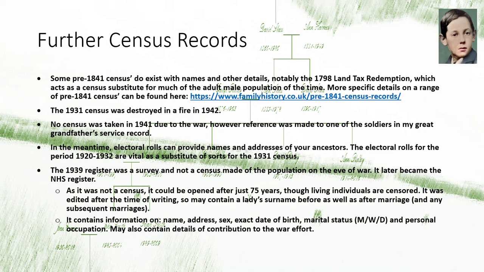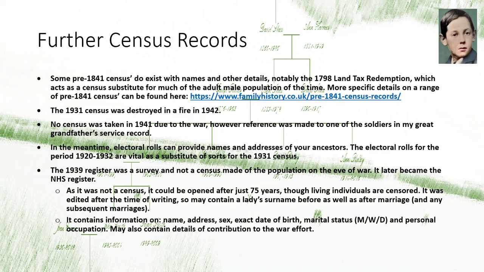It's more limited because it's not a census. It contains the name, address, sex. For the first time it's the exact date of birth rather than the age. It includes marital status, whether you're married, widowed, divorced, and personal occupation. So it's a substitute.